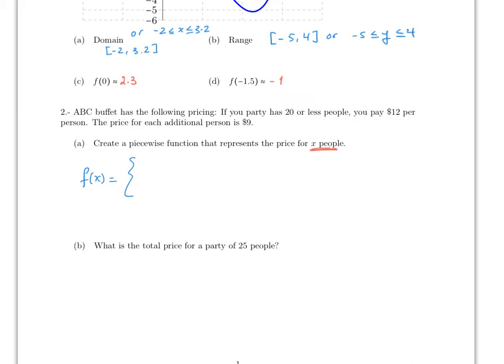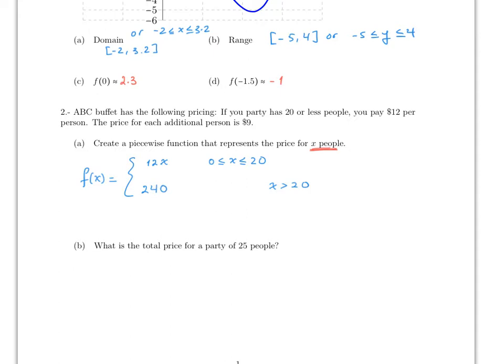The first equation should be 12x, and this is true if you have 0 less than or equal to x less than or equal to 20. For the second equation, you have to be a little bit careful. This is very simple, but you still have to be very, very careful. If you have more than 20 people, so that means this will be only true if x is more than 20. You have to pay $240 no matter what.